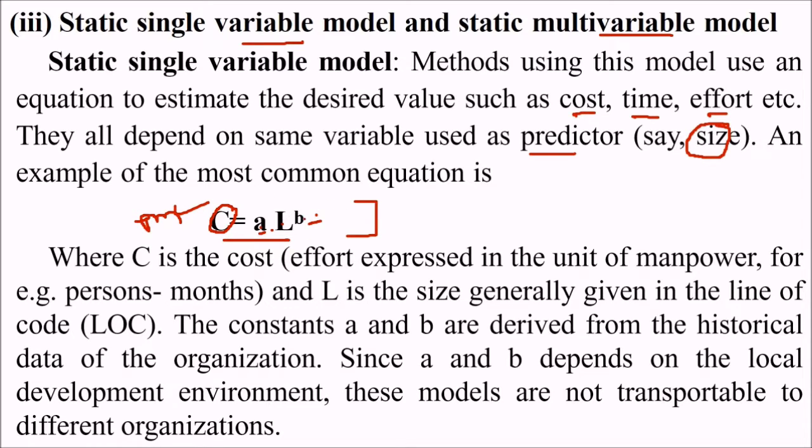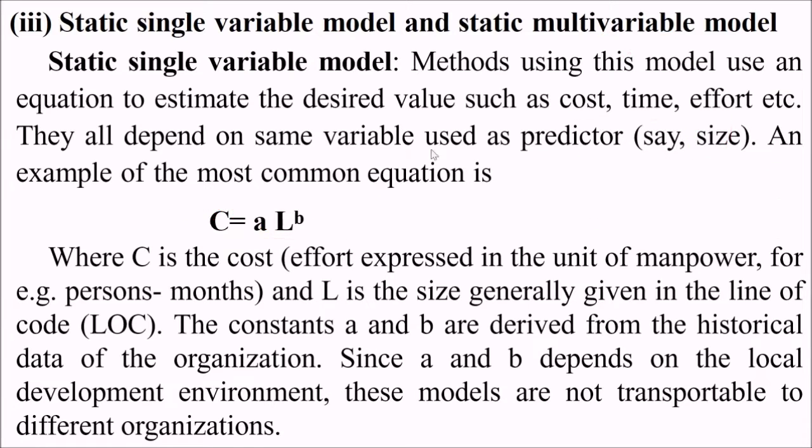So let me rephrase my sentence: when we are talking about a static single variable model, for a particular organization, what is the past experience? If A and B are taken constant for that particular organization, it cannot be transportable. That is why we call it a single variable model, which is static.